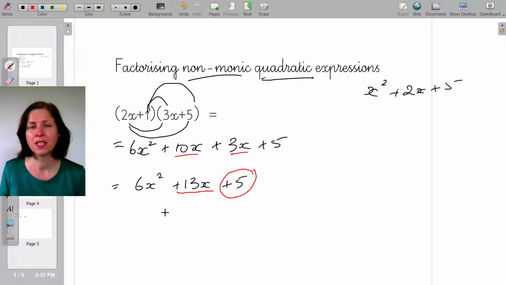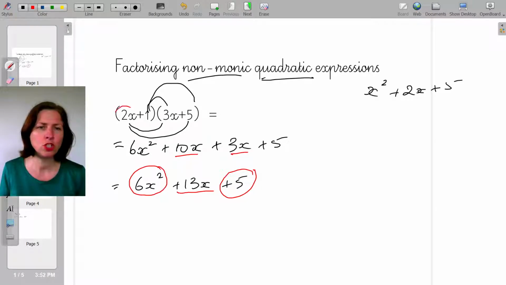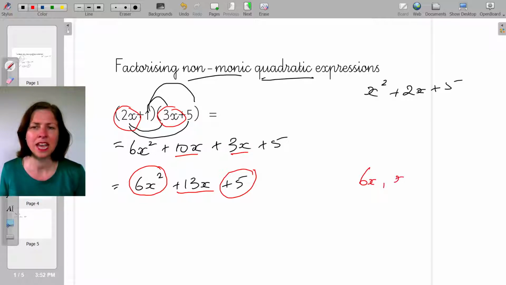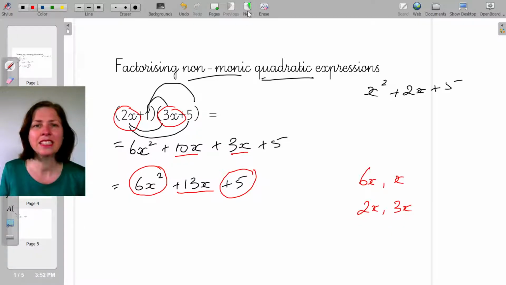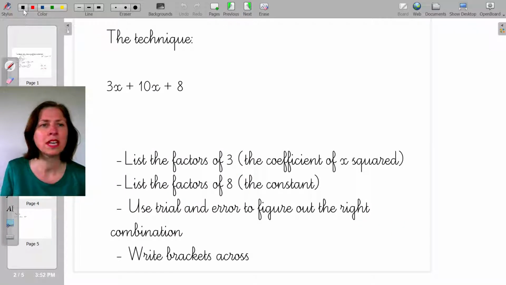But the other thing that's new but quite useful is this 6x squared comes from the 2x times the 3x. So once again, listing factors of 6x squared like 6x and x or 2x and 3x is going to be part of our technique. So now let's start looking at some examples and learning the technique.